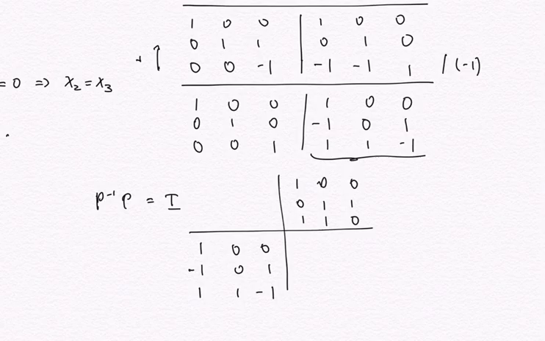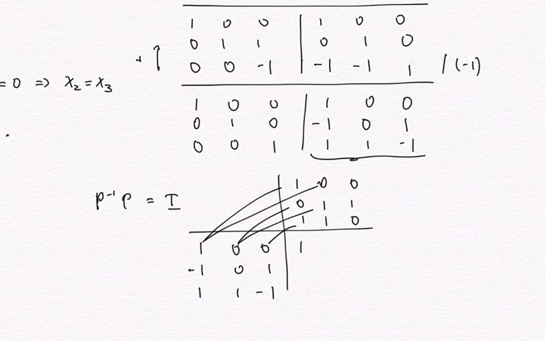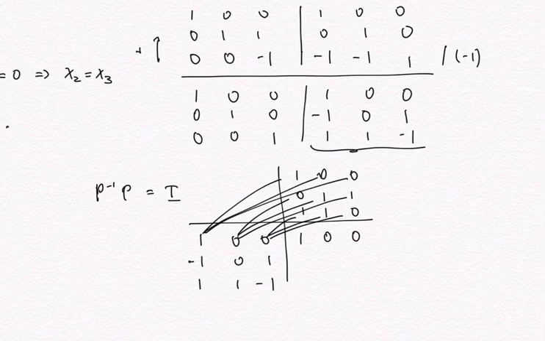Now, 1 times 1 is 1, plus 0 times 0 is still 1, plus 0 times 1 is still 1. 1 times 0 is 0, plus 0 times 1 is 0, plus 0 times 1 is 0. 1 times 0 is 0, plus 0 times 1 is 0, plus 0 times 0 is 0. And now I continue in the same fashion in the second row, but I'm not going to draw lines because that's going to get too messy.